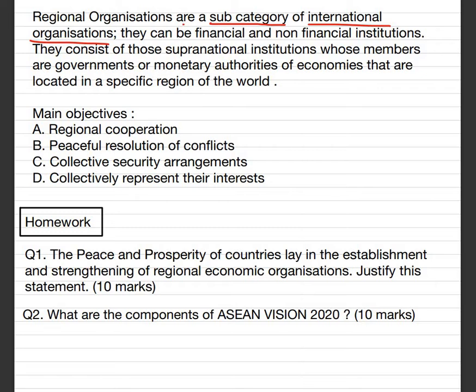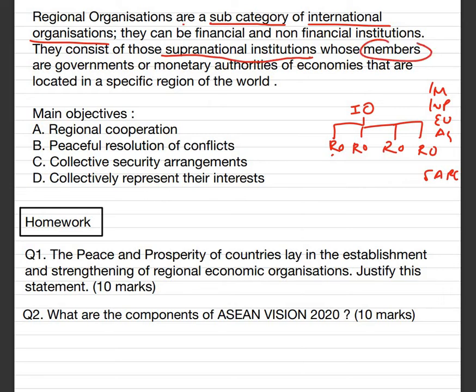Regional organization, what is it? Regional organizations are a subcategory of international organization. There are international organizations like the United Nations. So there are subcategories of international organization which are known as regional organizations. This is an international organization. Then we have different regional organizations. They can be financial also, non-financial also: IMF, World Bank, European Union, ASEAN, SAARC. So all these are regional organizations.